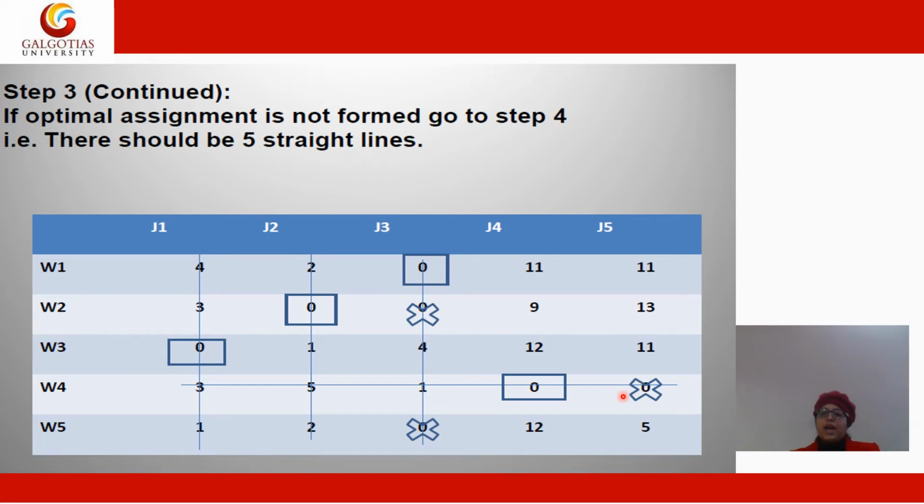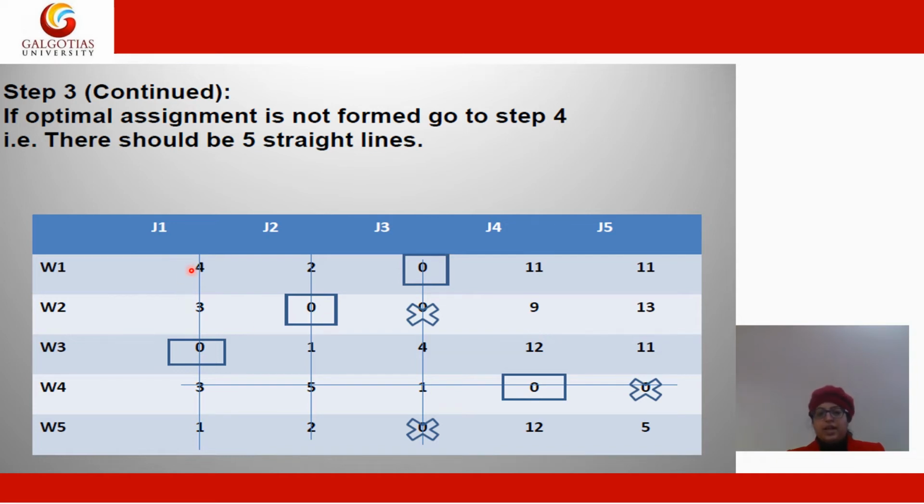A worker can perform a job differently. He can either work in job 4 or he can work in job 5. But here worker 4 would have to work in both jobs because 0 is coming in this W4 row, which is not possible. So it means that the optimal assignment cannot be formed here. So we need to cover the maximum number of zeros.